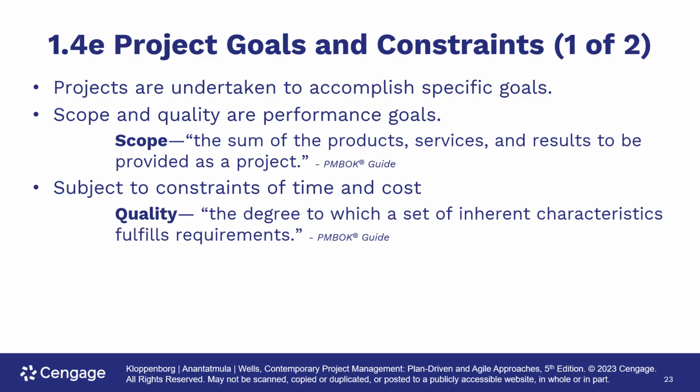Project goals and constraints. When we're talking about project goals and constraints, projects are undertaken to accomplish specific goals: scope and quality of performance goals. Okay, you guys remember in my previous class, what is scope? Scope is the sum of the products, services, and results provided as a project. So everything that encompasses a project is what we call scope.